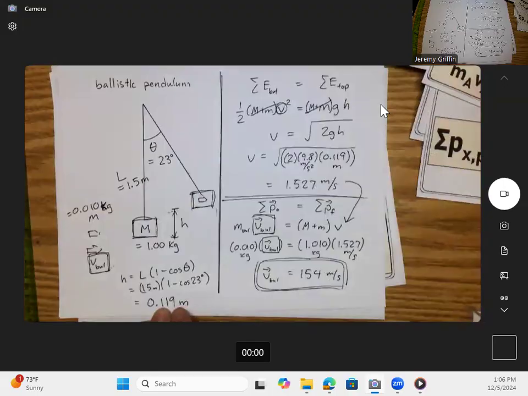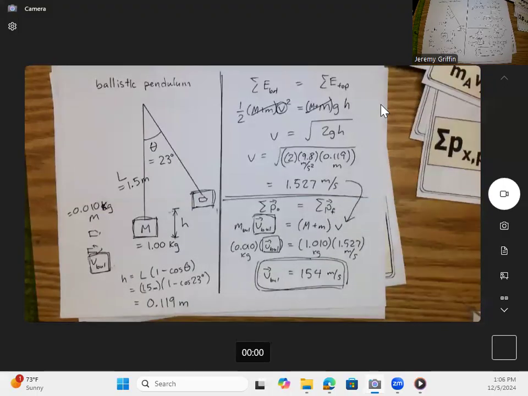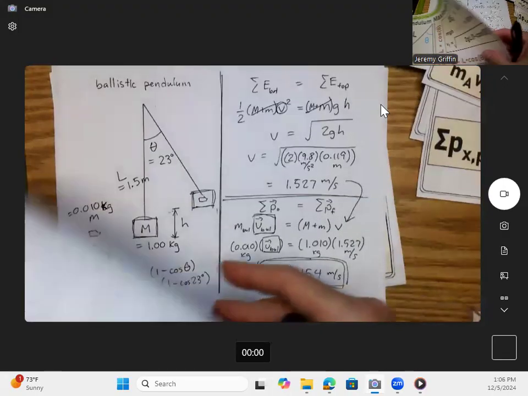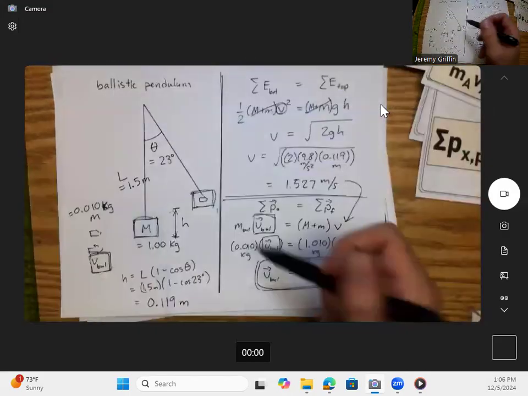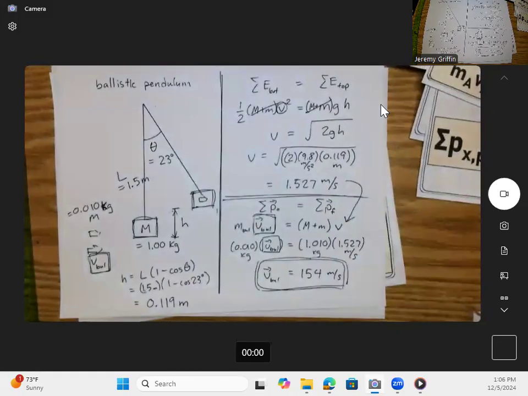And how we figure out that 0.119 meters, that came from the geometry of a pendulum swinging. That's L times 1 minus cosine theta. And I gave you the L and I gave you the theta. Okay, so that's the whole thing backwards.